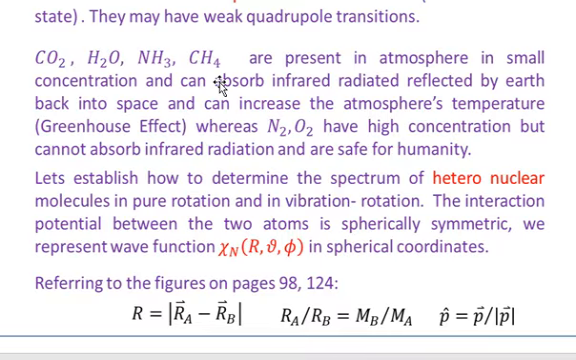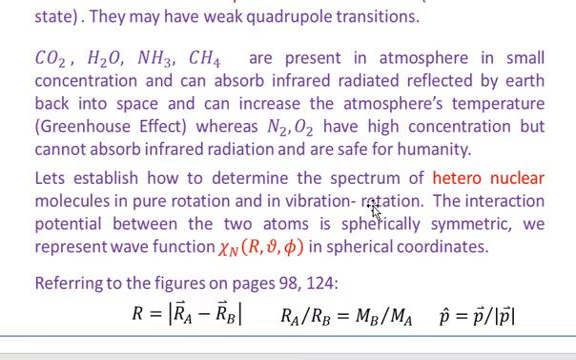Now we are considering the heteroatomic molecules. For example, CO2, H2O, and CH4 are present in the atmosphere in small concentration and can absorb infrared radiation reflected by Earth back into space and can increase the atmosphere's temperature, also known as the greenhouse effect. Whereas the N2 molecule and O2 molecule have high concentration but cannot absorb infrared radiation and are safe for humanity.